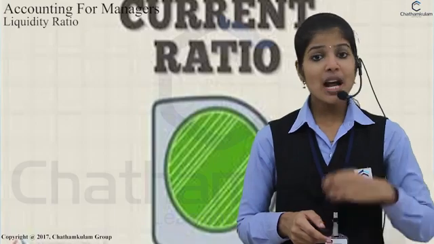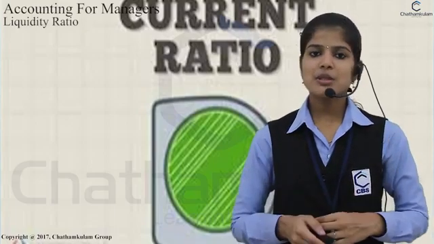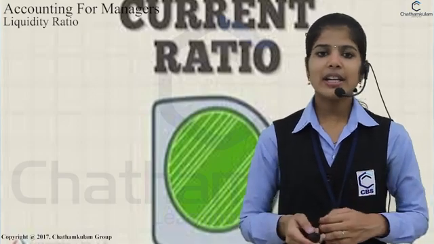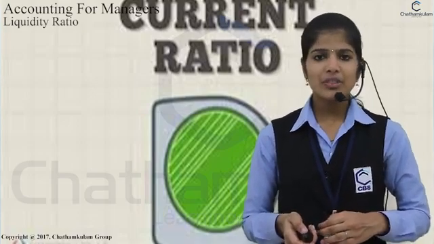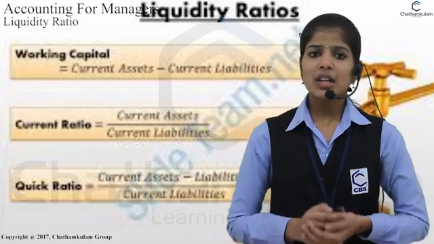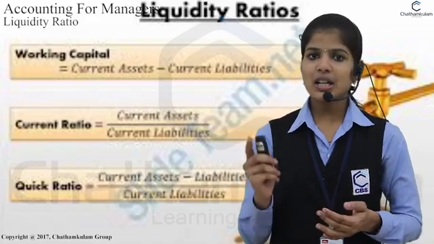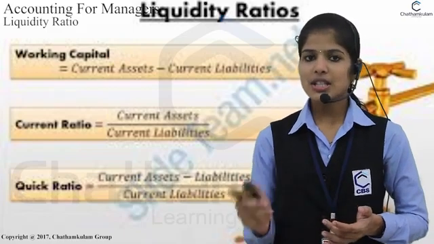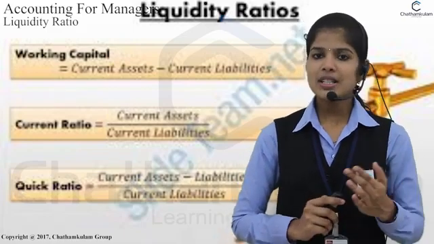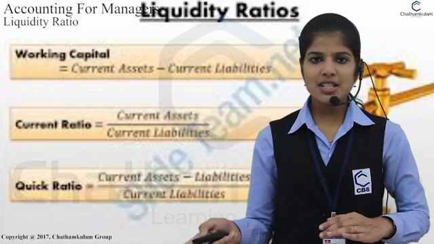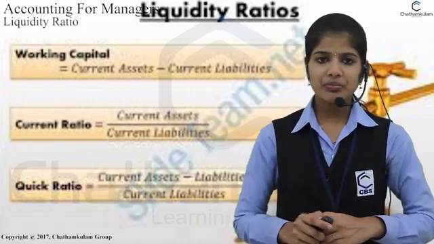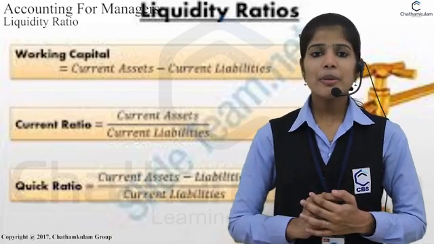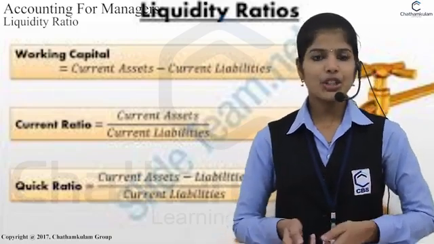If the ratio is higher than 2, it's very comfortable for the creditors, but for the concern, it indicates idle funds and lack of enthusiasm for work. Next, the liquid or quick ratio. The term quick assets refers to the current assets which can be converted into cash immediately or at short notice. Thus, quick assets consist of cash, marketable securities and accounts receivable. Inventories and prepaid expenses are excluded from the quick assets because they are slowly converted into cash.